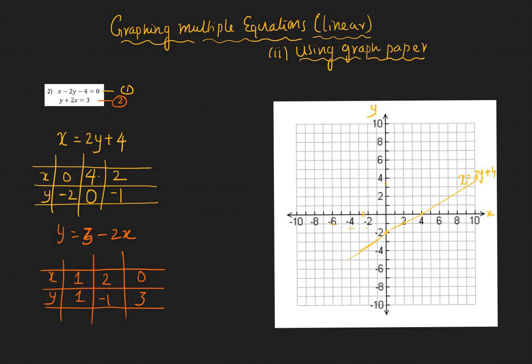So let's plot these points. When x is 1, y is 1. When x is 2, y is -1. When x is 0, y is 3. So that would be the line. So you can mark this line, y plus 2x equal to 3. And we can see the meeting point is 2, -1.